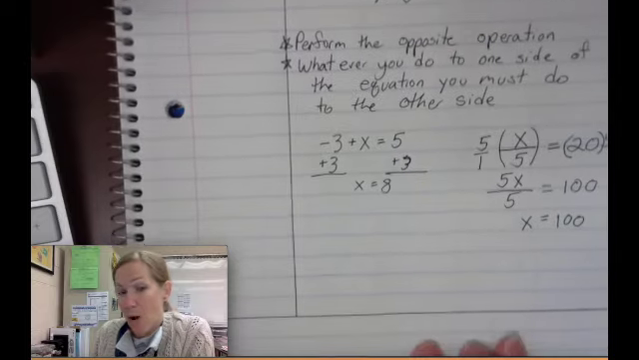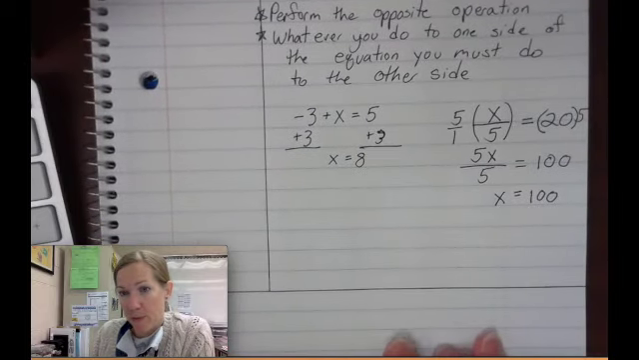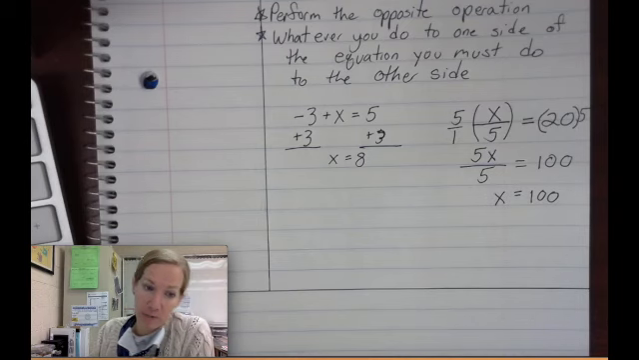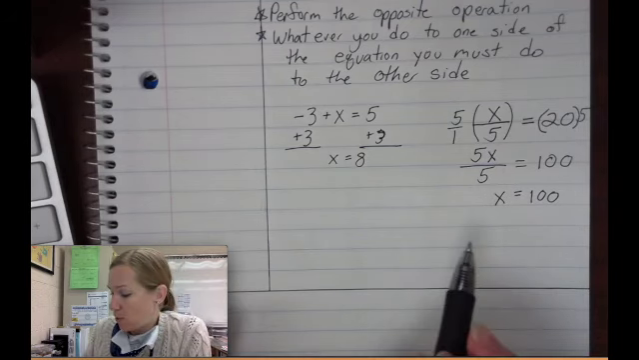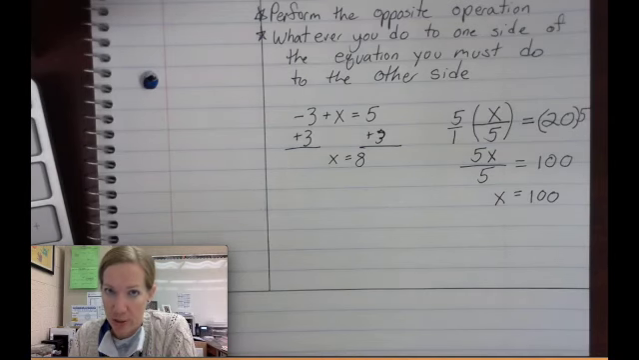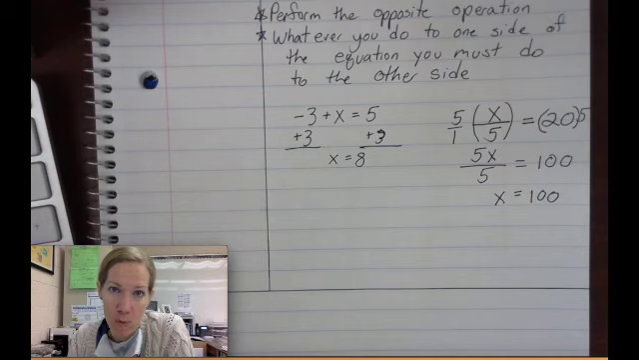This is known as a one-step equation, okay? You only have to take one step in order to solve for the variable. You can probably guess that tomorrow you're going to be doing two-step equations where you have to do two things in order to get the variable all by itself.